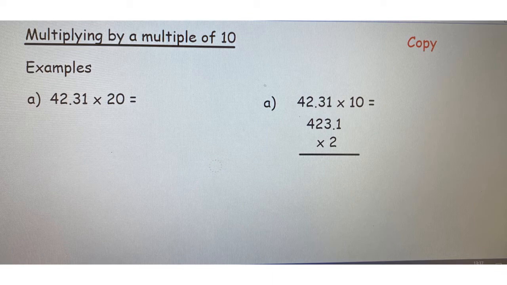Okay, so these examples I would normally do on the board for you to copy into your jotter. So what I want you to do is put this title in your jotter, multiplying by a multiple of 10, and then copy these examples in.